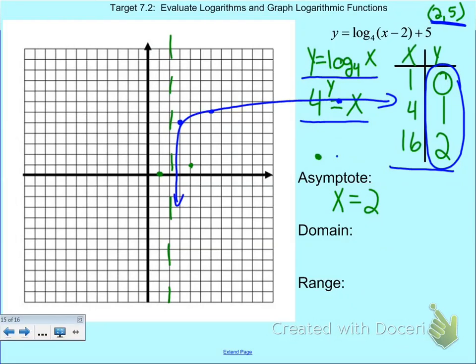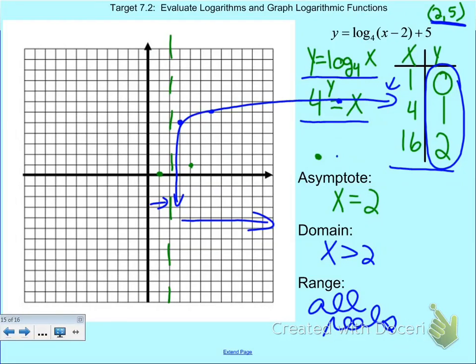And there you go. Our asymptote is x equals 2, and be very, very careful. Our domain has to do with our asymptote in this case, so it's x is greater than 2, because we're getting all the x's to the right. Our range, because of these arrows here, means we're going to keep going and going. So our range is all reals.